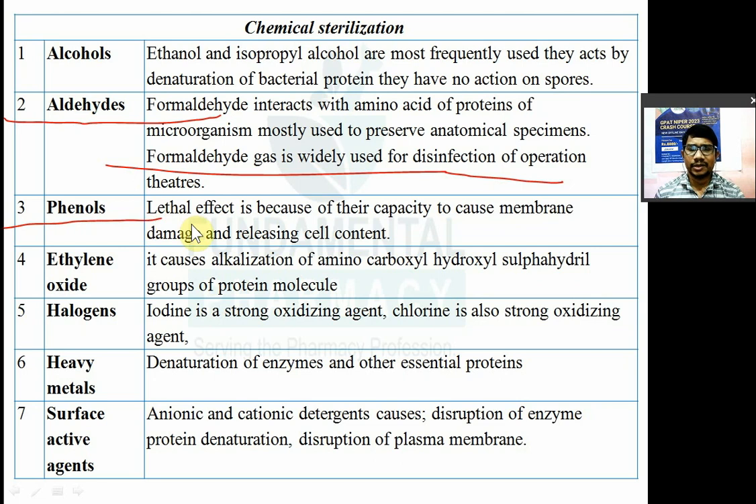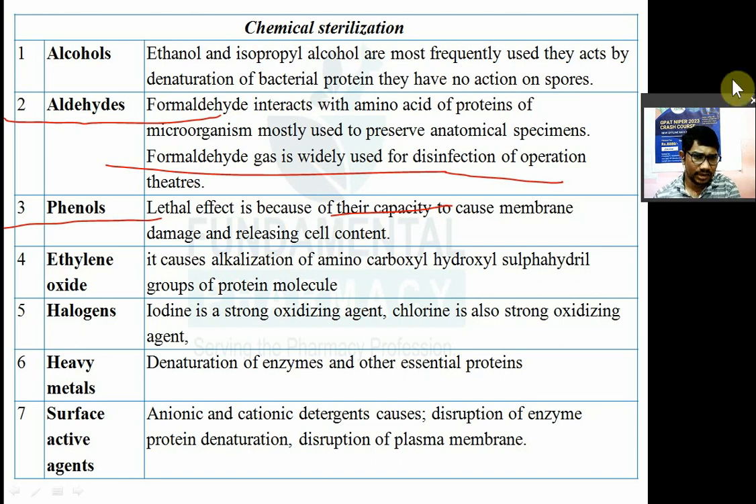Phenols होते हैं, so lethal effect, their killing effect is because of their capacity to cause membrane damage and releasing cell contents. So बैक्टीरिया है, बैक्टीरिया के अंदर क्या है, सेल. सेल मतलब सेल के अंदर न्यूक्लियस है, साइटोप्लाज्म है. सो फिनॉल क्या करते हैं, they cause the damage to the membrane. सेल मेम्ब्रेन जो है उसको डैमेज करेंगे तो सेल का अंदर का कंटेंट बाहर आ जाता है, मतलब बैक्टीरिया मर जाएगा. So they damage the cell wall and release the cell content.